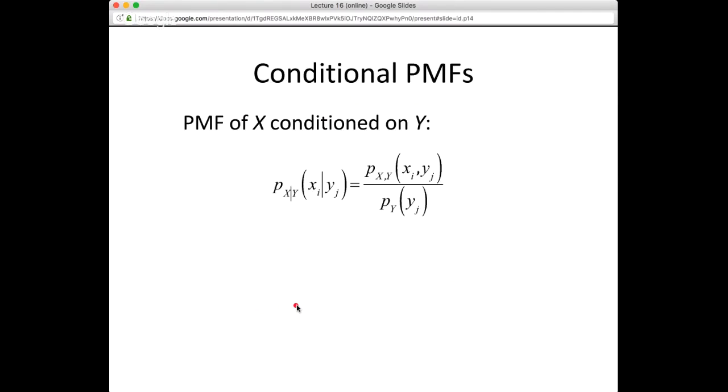Another thing we might be interested in is the PMF of x conditioned on a particular value of the random variable y. So we write that as the probability that the random variable x is equal to xi, conditioned on the random variable y being equal to yj. And we know from our set theory earlier in the class that that conditional probability can be expressed as the joint probability that x and y equal xi and yj, divided by the marginal probability that the random variable y equals yj.